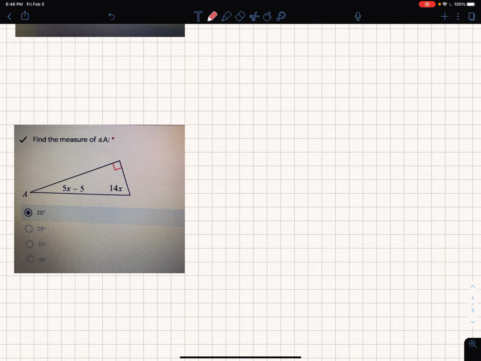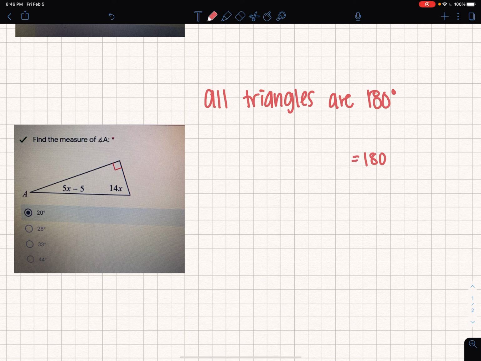Find the measure of angle A. Again, it's a triangle. All triangles are 180 degrees. So we'll add up all three angles and set it equal to 180 degrees. All right, so this angle here, this little box, means that it's 90 degrees. So I've got 90 degrees. I've also got my 14x. And I've got my 5x minus 5. All of those add up to be 180 degrees.